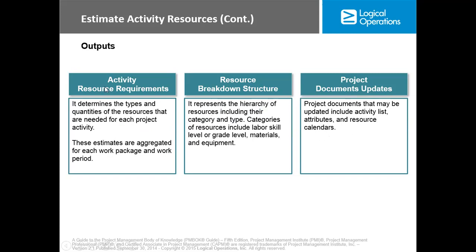So we have activity resource requirements, the type and the quantity of resources needed. Now you need to break them down using what we call resource breakdown structure to tell us their categories and the type, and so on and so forth. Now we document those. We update the project documents that need to be updated.